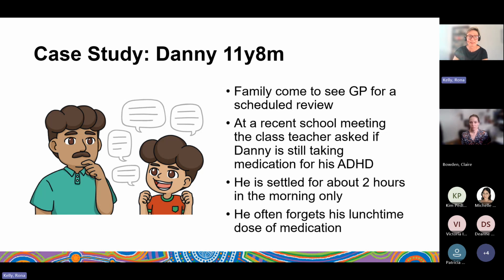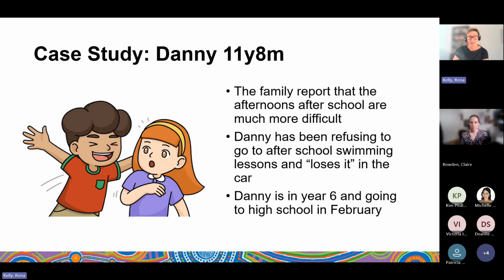So the family come to see the GP for a scheduled review, and at a recent meeting, the class teacher asked that question directly. She has fed back that he's settled for about 2 hours, and then also in terms of logistics, he's forgetting to go up to the office at lunchtime for his dose. Danny's finding the afternoons difficult. He's becoming more oppositional for tasks and activities that didn't really used to be a problem. And importantly, he's going to high school next year. And so we're starting to think about how we're going to manage medication administration next year.